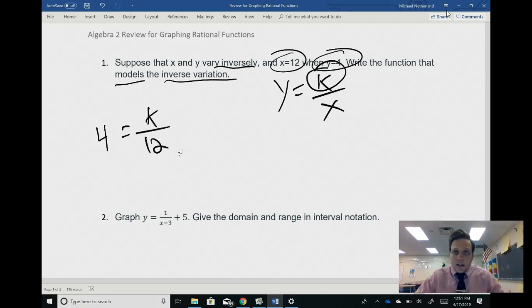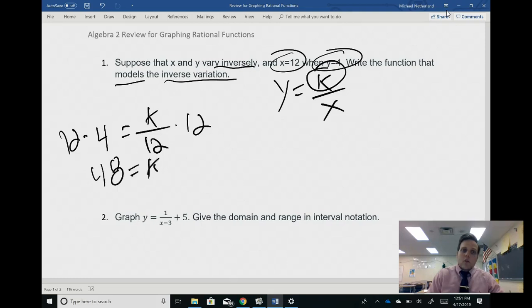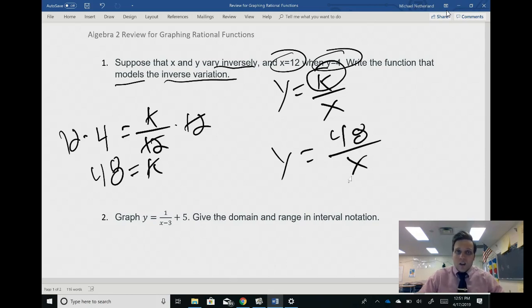All I did was plug in the y I knew and the x I knew. Then I'm going to multiply by 12 on both sides to get k by itself. That's going to give me 48 equals k. Those cancel, and I'm done. Now all I got to do is plug it back in: y equals 48 over x. And done. That's all she wrote. This problem is just easy breezy.